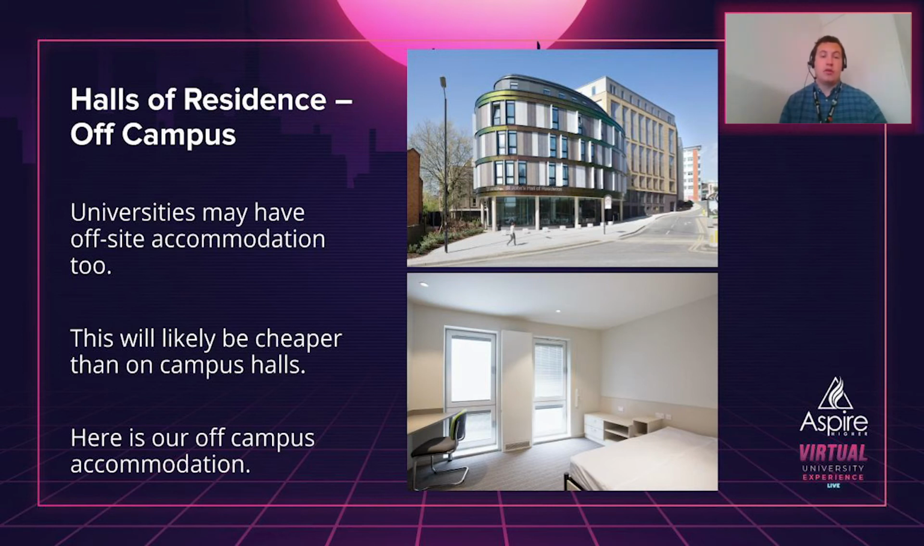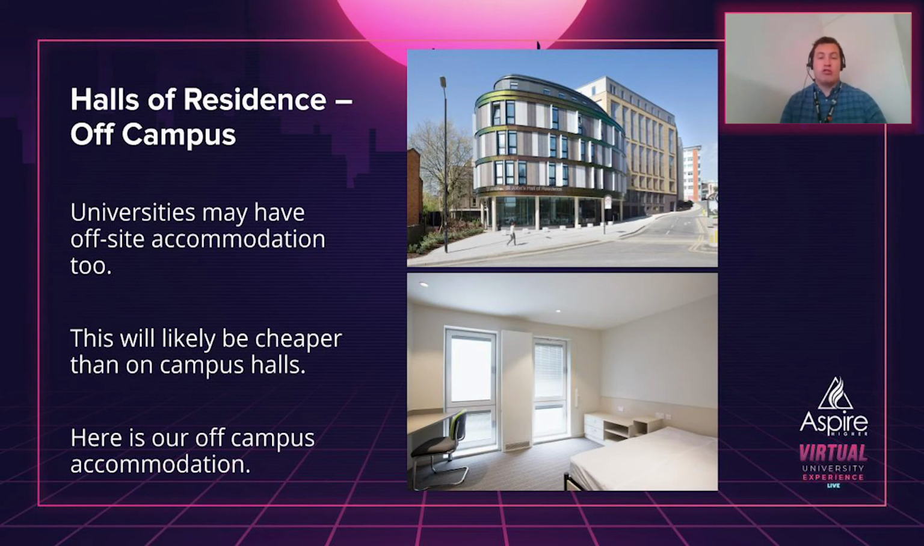Off-campus accommodation is normally reserved for universities which are city-based, so places in London, places in Birmingham, Manchester, they'll normally have accommodation which isn't necessarily directly next to their teaching buildings, but is relatively close that you could either walk or maybe get a bus as well.